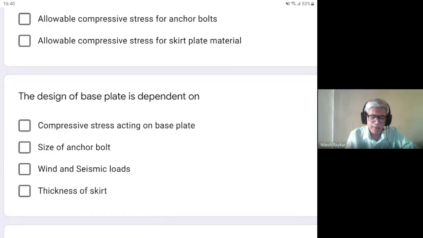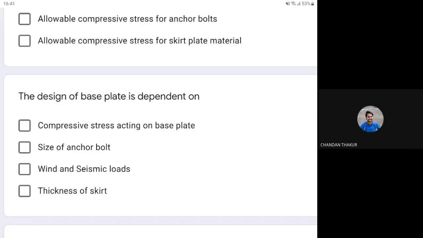Okay, the second is: does the design of base plate depend on the size of anchor bolt? Is it true or false? Does the design of base plate depend on the size of anchor bolt? It depends upon the size of anchor bolts. Okay, how does it depend?